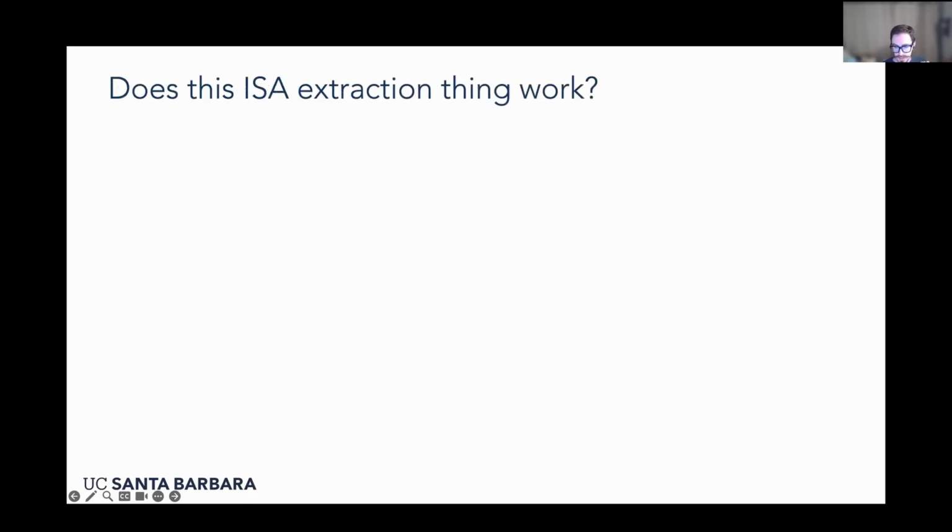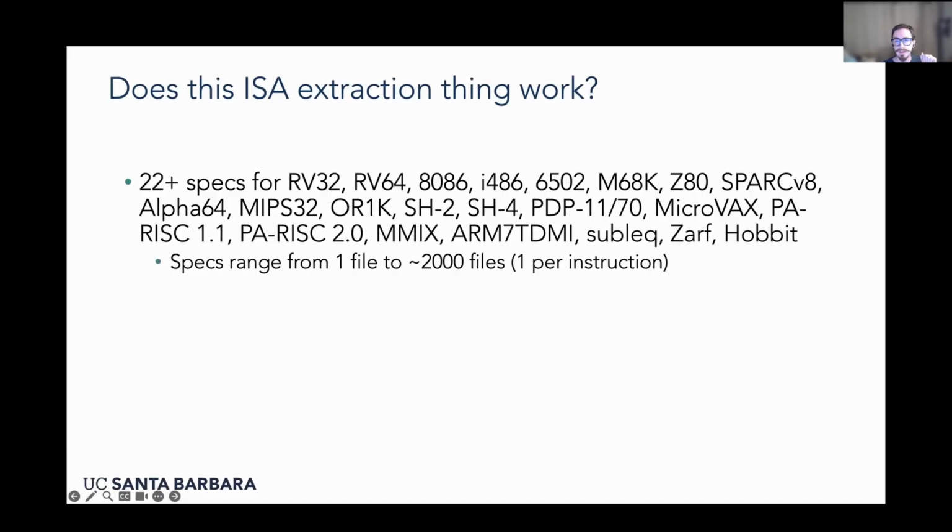The question is, does this actually work? Can we even extract machines from the ISA specs? The answer is yes. I have more than 22 different specs for a bunch of different ISAs that you have and have not heard of. If anyone's heard of all of them, then you should send me an email because I would love to ask how the hell. These can be as small as one file. So in the case of Subleq, it is a one instruction set computer. And then you have something like i486, which has thousands of instructions.